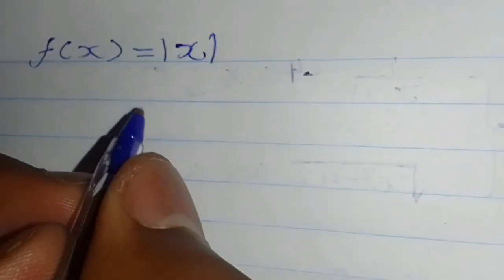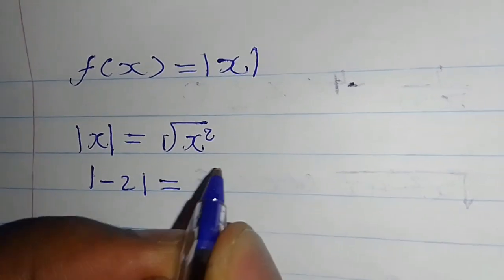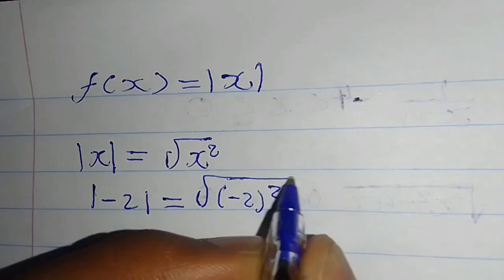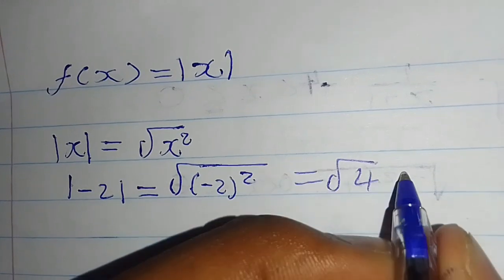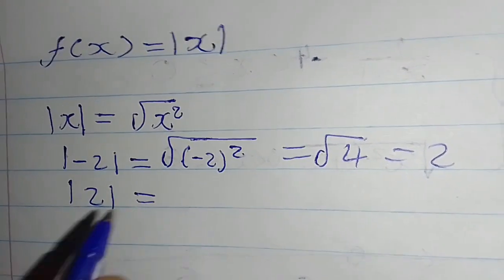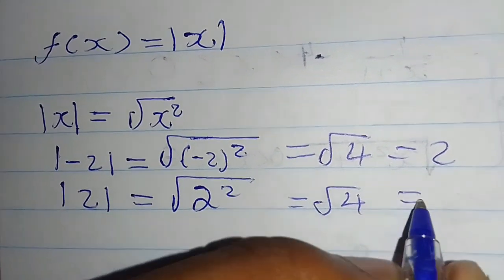With the second portion, it's where we talk about absolute value. So let's say we have f of x defined by the absolute value of x. The absolute value of x is sort of like the square root of x squared. By definition, the absolute value of x is equal to the square root of x squared. So if we have the absolute value of -2, that will be the square root of -2 squared, and that will be the square root of 4, which goes to 2. And the absolute value of 2 will be the square root of 2 squared, which is root 4, the same as 2.